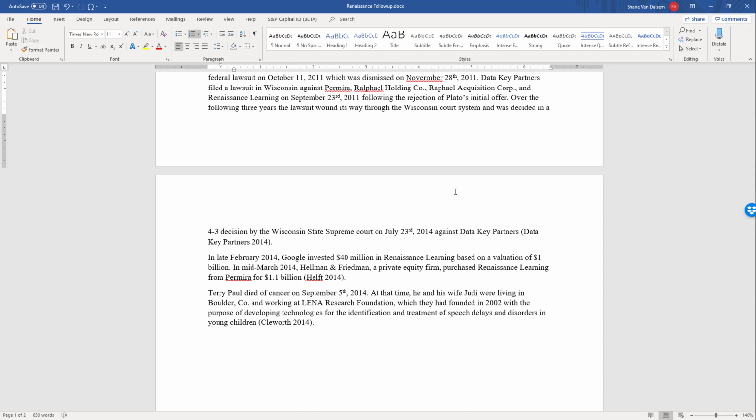Not much later, in mid-March, a private equity firm, Hellman and Friedman, purchased Renaissance Learning from Permira for $1.1 billion. So Permira got quite a deal. Hold a company for a little over 2 years, make $650 million, more than double the amount of the purchase.